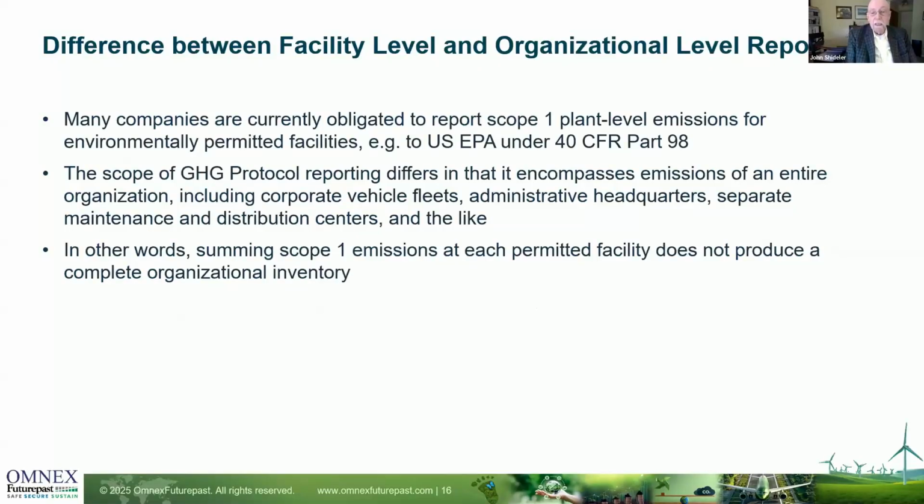Because California has an existing mandatory reporting regulation for facilities, I thought it worthwhile to mention that there is a big difference between facility level and organizational level reporting. If you're a mandatory reporter for a facility that perhaps is permitted by the California Air Resources Board for its air emissions, you only report what is in your permit boundary. But the Greenhouse Gas Protocol is designed to report emissions at the organizational level, which would include such facilities as corporate headquarters, warehouses, vehicle fleets, and so on and so forth that are not part of the mandatory reporting regulation.